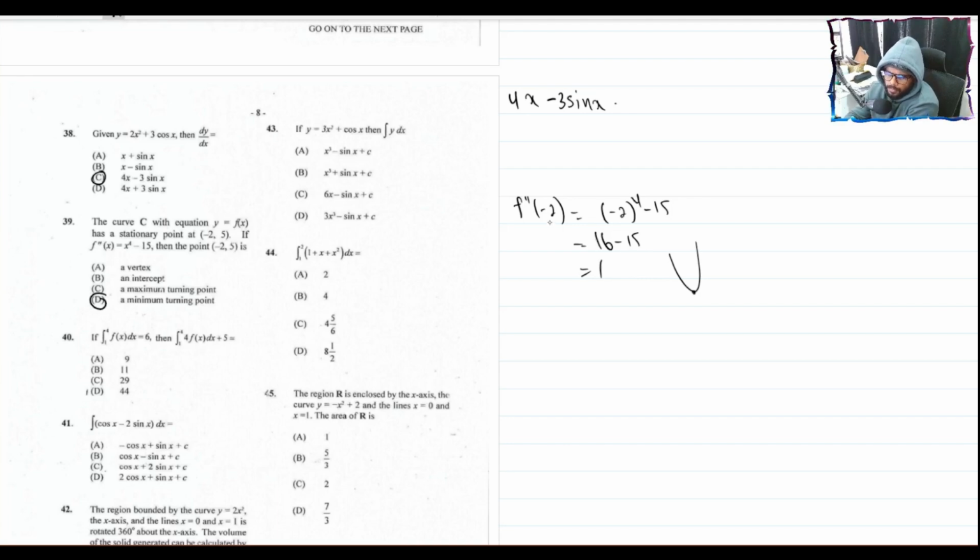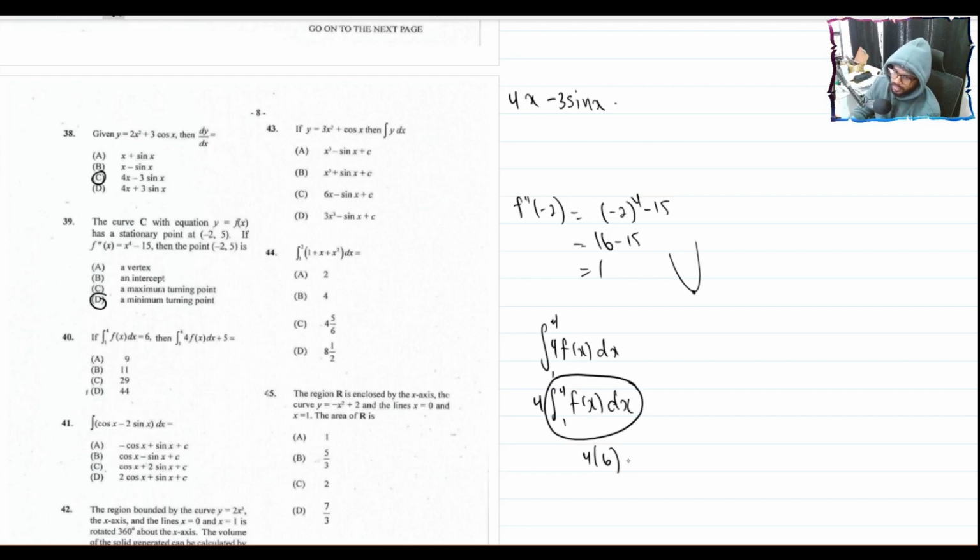Number 40. If the integral between 4 and 1 of f of x dx is equal to 6, then for the integral between 4 and 1 of 4 f of x dx, I can bring the 4 outside. So that is 4 times the integral between 4 and 1 of f of x dx, and we know what this is. This is actually 6. So there is 4 times 6, and I had to add 5 to it. 6 fours are 24. 24 plus 5 is 29.